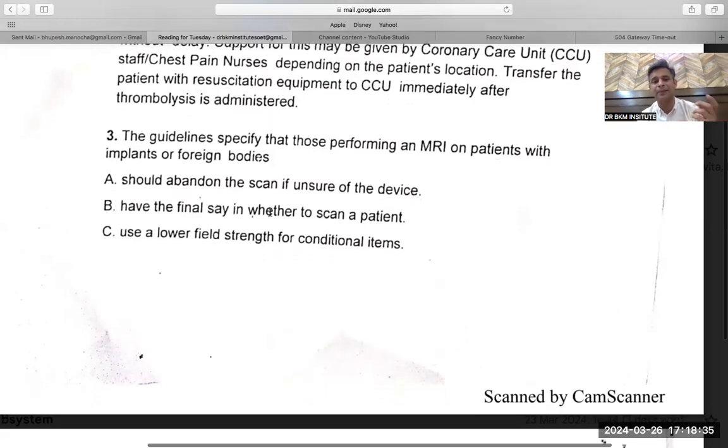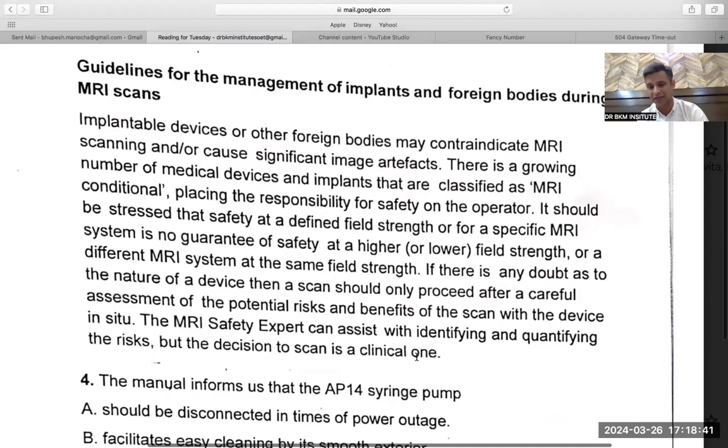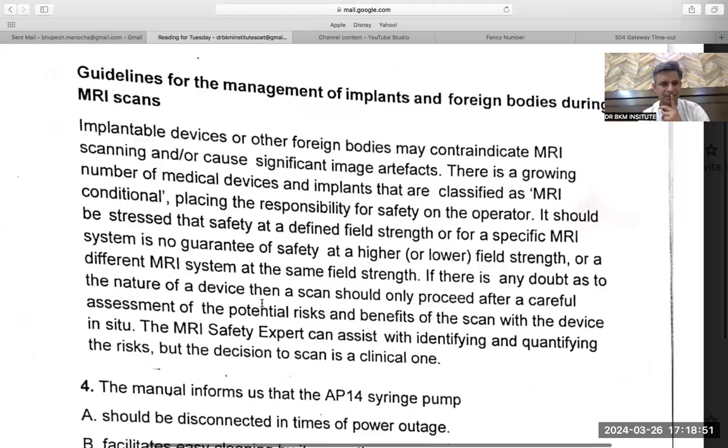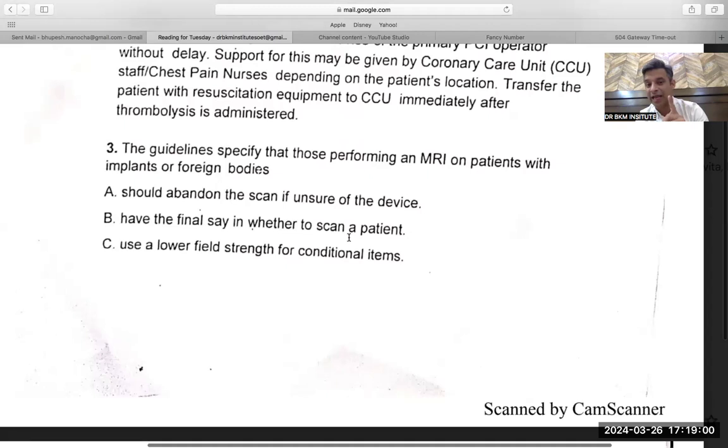"Have the final say in whether to scan a patient." This can be the answer because ultimately in the last line they were saying the decision is a clinical one, but the word "abandon" was not given. If there is any doubt as to the nature of the device, then a scan should only proceed after a careful assessment. And this option says "should abandon the scan if unsure", so this can also be the answer because they are saying the scan should only proceed after assessment.